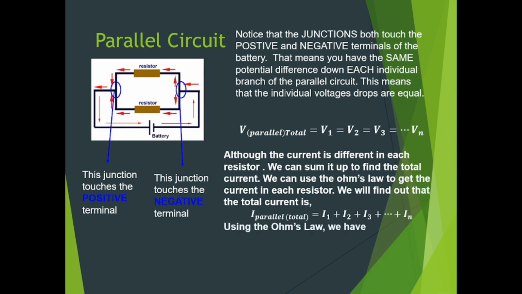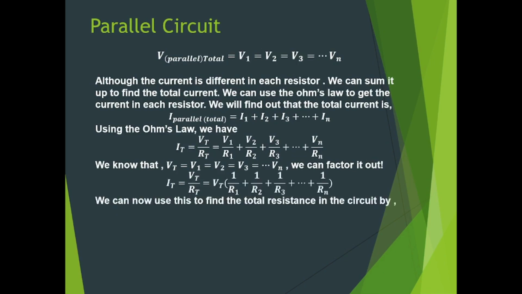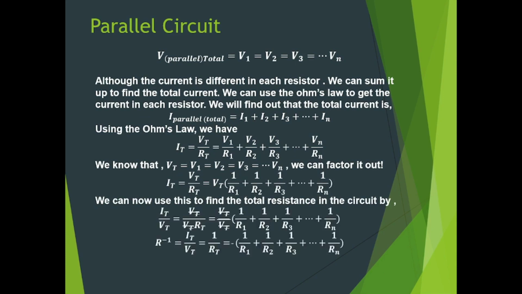Using the Ohm's law, we can show that the total current in a parallel circuit is also equal to the total voltage, V sub T divided by the total resistance R sub T, and this is also equal to V sub 1 over R sub 1, plus V sub 2 over R sub 2, plus V sub 3 over R sub 3, and so on and so forth. And then we use the fact that the voltage is just equal across each junction, and hence we can factor it out. We can now use this to find the total resistance in the circuit by dividing both sides of the equation by V sub T. Notice that this is in its reciprocal form. We can now apply these concepts in the sample problem below.